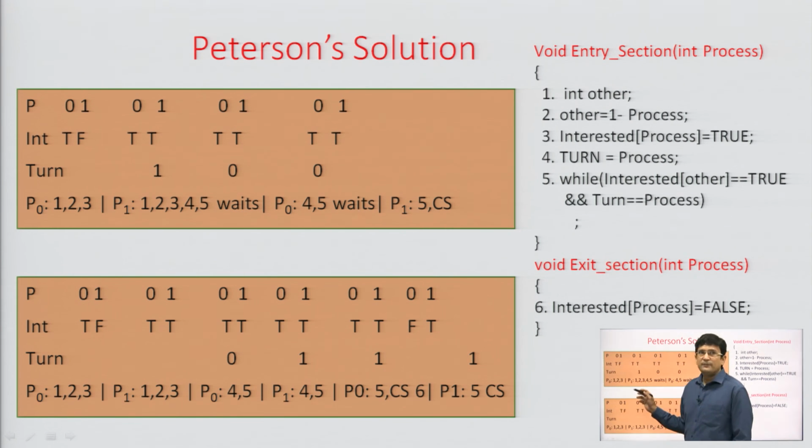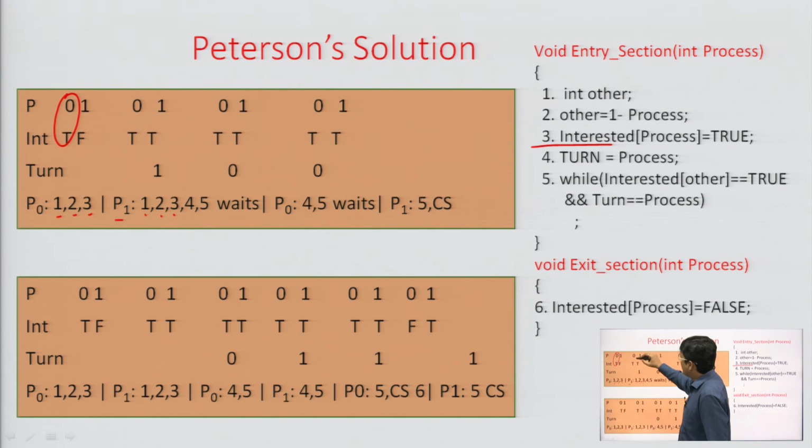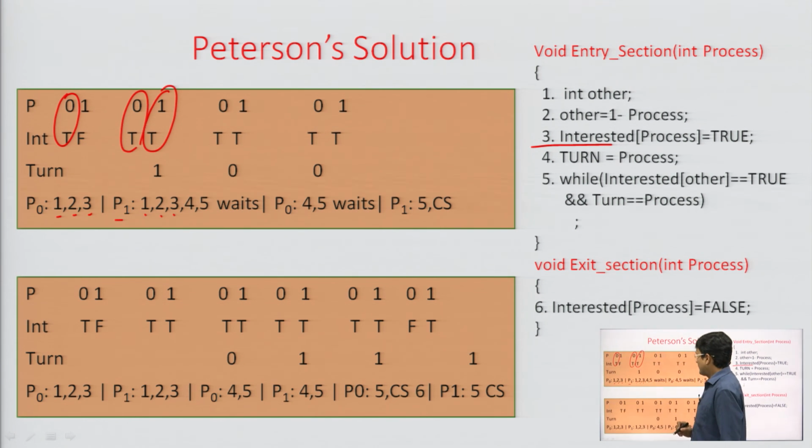So, here we have statements 1, 2, 3 of process number 0. So, 1, 2, 3 means the interested of process 0 has been set as true. Now, with preemption, the P1 process executes statements 1, 2, 3. So, it has also set its interested as true. So, process 0 is true, and interested of 1 is also true. Fine. Now, the P1 process is setting the turn variable as 1.